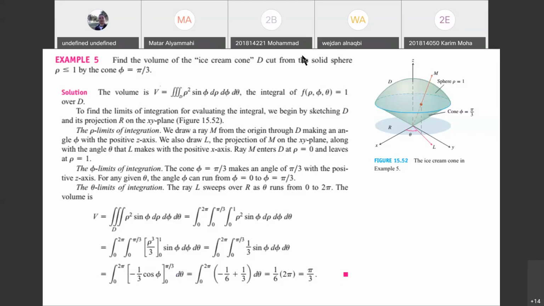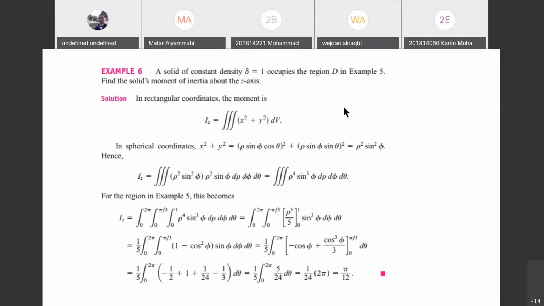Catch the point? So I got the centroid after getting the mass and the moment, and now I got the volume. Again, to find the volume, your function must be 1. Your function here is the density function, and if you consider the density function equal to 1, the volume will be exactly the same as the mass. I gave you all of these examples to show you the benefit of studying triple integrals.